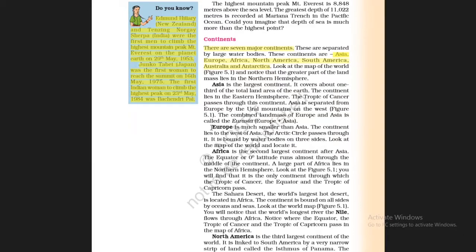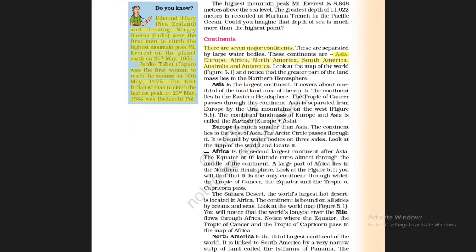Now let us see about Europe. Europe is much smaller than Asia. The continent lies to the west of Asia. The Arctic Circle passes through it. It is bound by water bodies on three sides. Look at the map of the world and locate it. Europe, remember children, its size is much smaller than our Asia. And this continent lies to the west of our Asia.